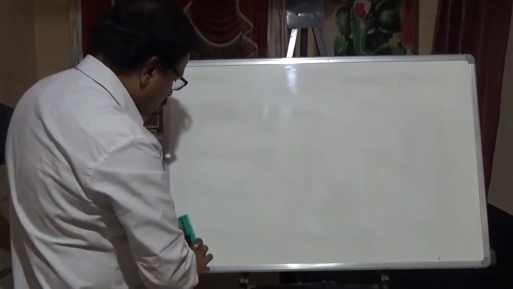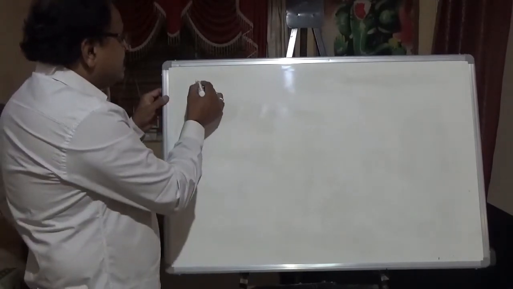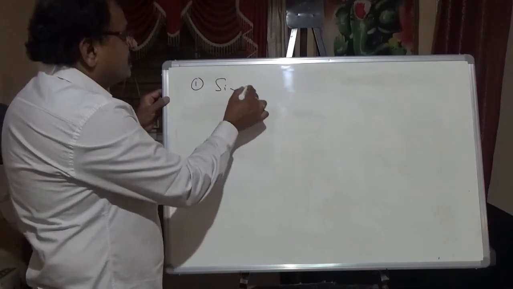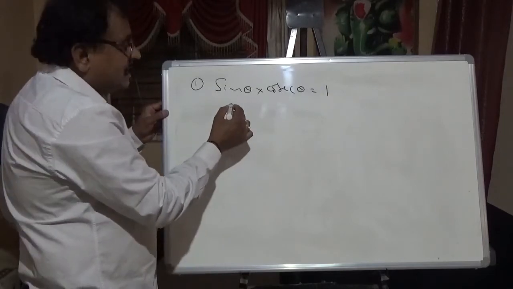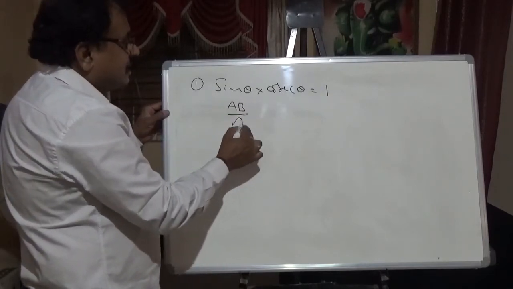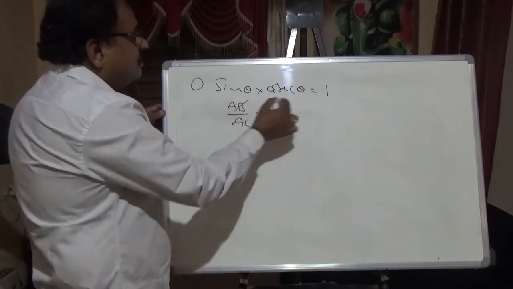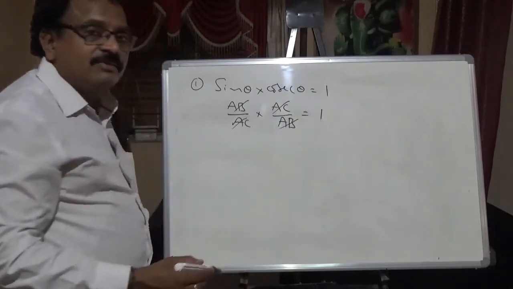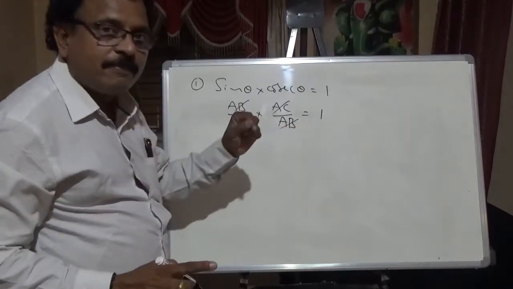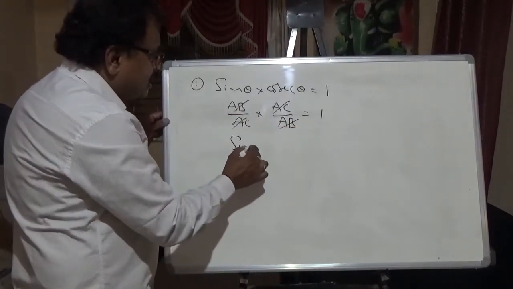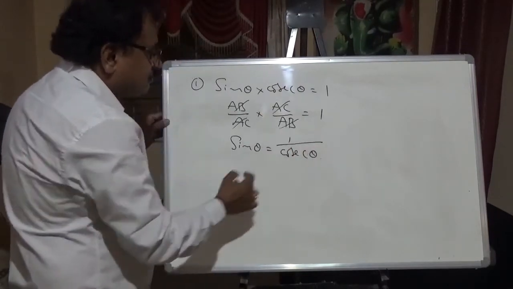What we can do next, we need to understand that sin theta into cosec theta is 1, because just now I told you. What is sin theta? AB by AC. What is cosec theta? AC by AB. AB, AB and AC, AC cancel. What is the result? 1. So if you multiply sin theta and cosec theta, you will get 1. So sin theta is equal to what? 1 by cosecant theta.